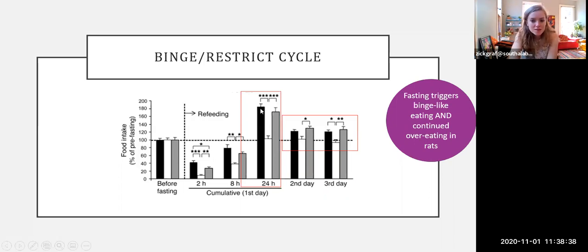So rats who were starved and then given access to food ate about 180% of their pre-starvation food intake the next day, which makes sense because they're compensating for missing food for a day. So maybe they should double their food intake the next day to compensate. Makes sense. But on the second and third day, these rats were continuing to overeat. They were continuing to eat a little bit past their pre-starvation food intake level. So this is showing that in an animal model, fasting triggers both binge-like eating behavior and continued overeating.